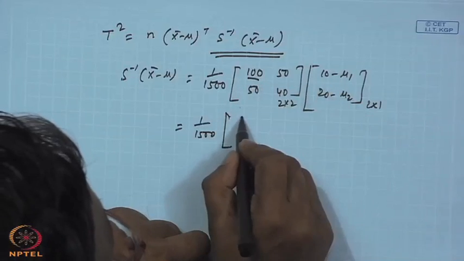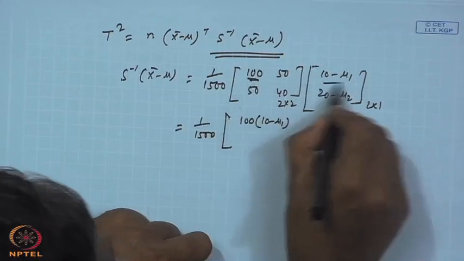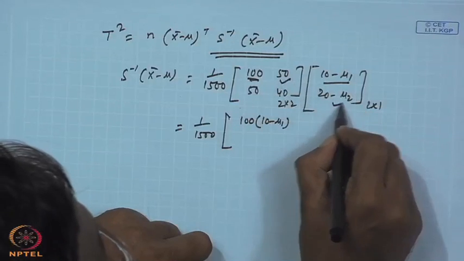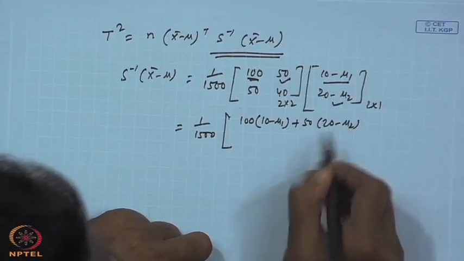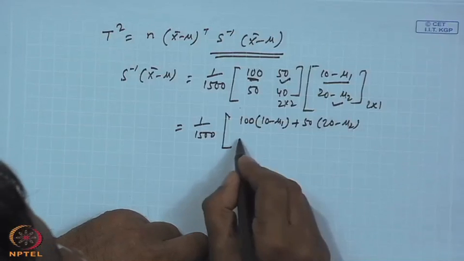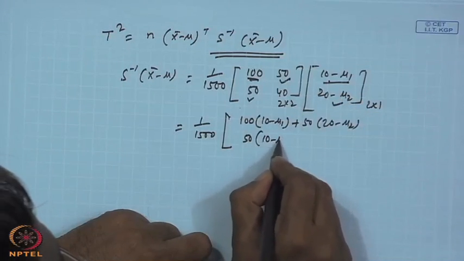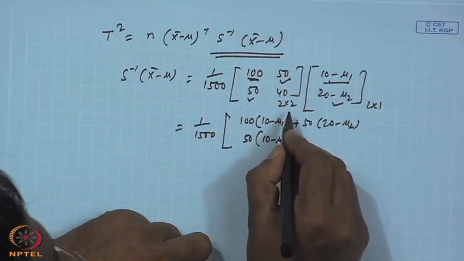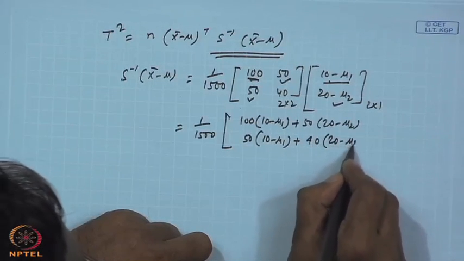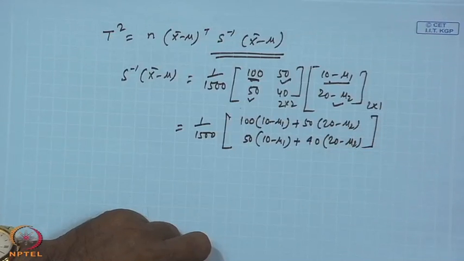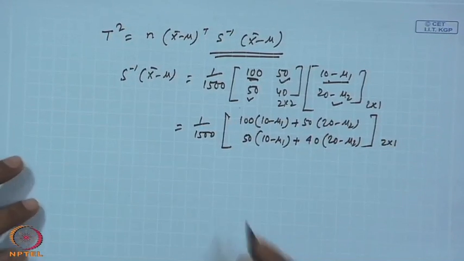So, 100 into 10 minus mu 1, this into this plus this into this, so plus 50 into 20 minus mu 2. Then again 50 into 10 minus mu 1 plus 40 into 20 minus mu 2. So, this is our 2 cross 1.